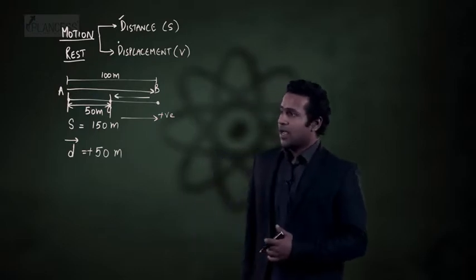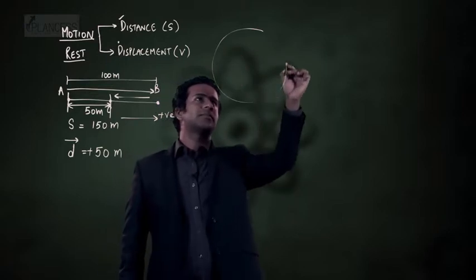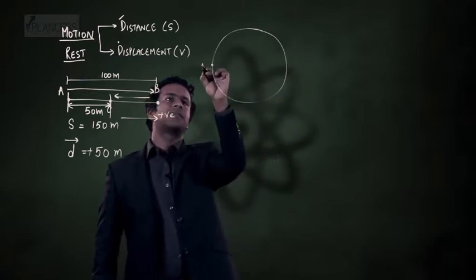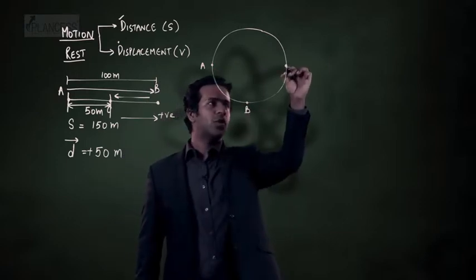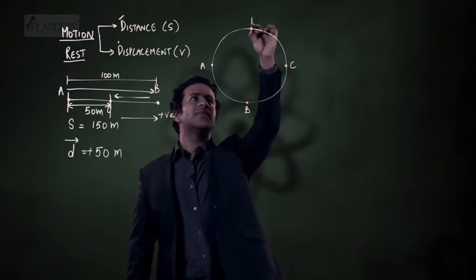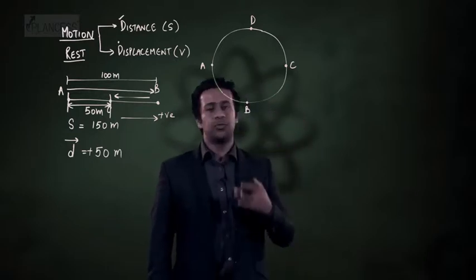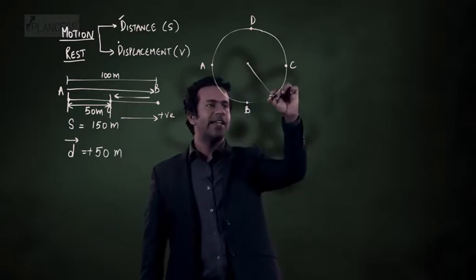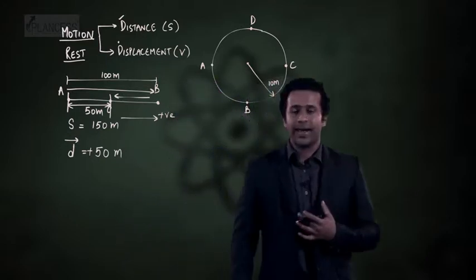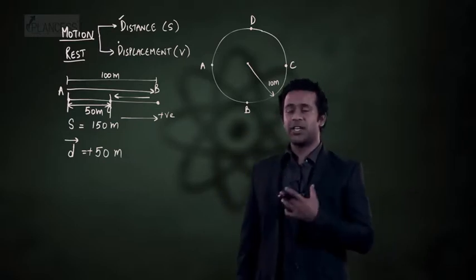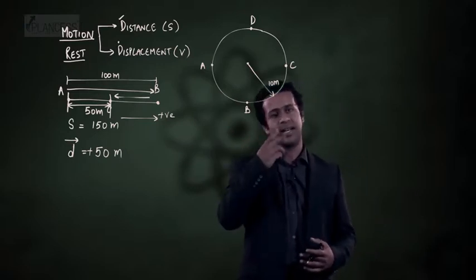Right. Let's take a slightly more tricky example. Let's say that a particle goes from point A to point B, then further moves on to point C, and finally reaches point D. It is given that the path it is taking is basically a circle of radius 10 meters. So in this case, we wish to find the distance covered and the displacement of this particle as it goes from point A to point D via B and C.